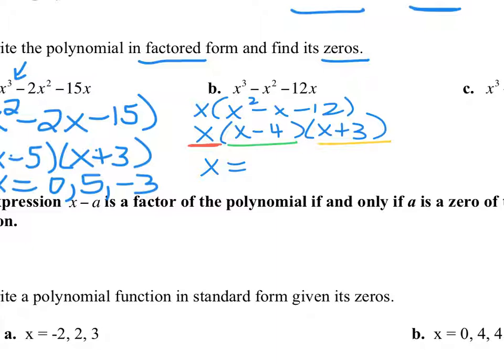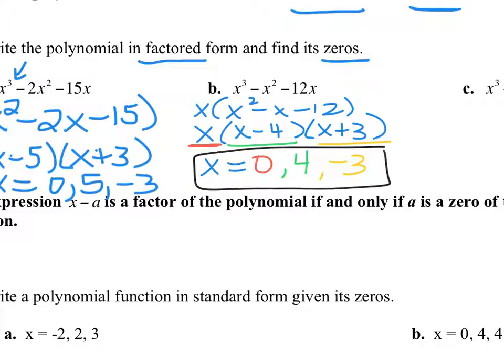From my first factor, what could make that 0? 0. Not a trick question. It feels like it. But 0 goes in, everything else is 0. From the middle factor, what would make that 0? 4. And then from the last factor, negative 3. So those are your 3 answers. Okay? It's just like the stuff you did last chapter, but a little bit extra added on.